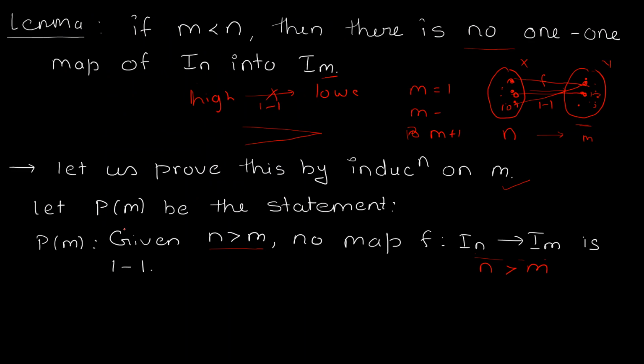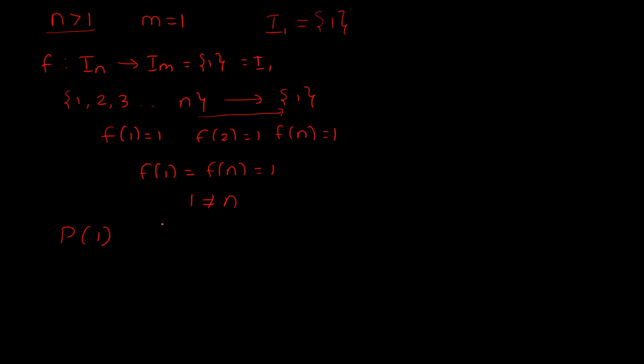And that is what my P(1) states. P(1), if I substitute here, says n greater than 1, no map from I_n to I_m, that is I_1, is 1-1. So here also no map is 1-1. So in that case, the base case, P(1), is true.